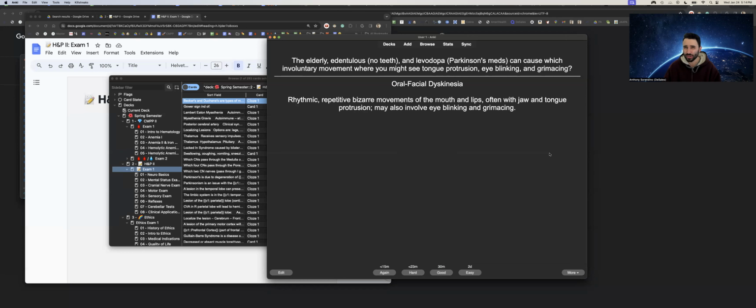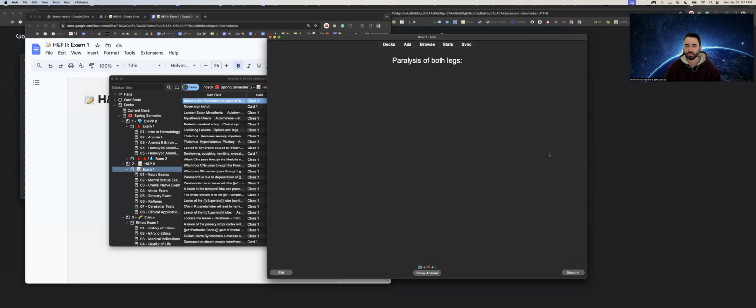Just being old and having no teeth. That's crazy. I think the guy in Breaking Bad had that. Hector. Paralysis of both legs. Oh, he had a stroke. Is this paraplegia? It is. Hemiplegia is one side. Paraplegia is loss of legs.